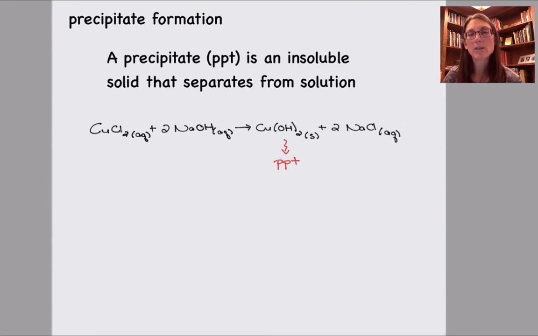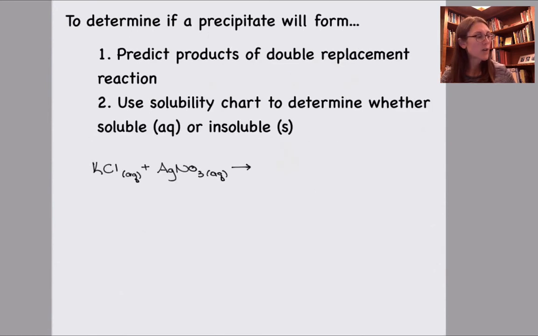If you look, this is a double replacement reaction, and the precipitate reactions we're going to be talking about in this class are going to be double replacement reactions. So to decide whether a precipitate is going to form, you're going to predict the products of the double replacement reaction, and then you're going to use your solubility chart to decide whether they're both going to be soluble and so no precipitate will be formed, or if one will form an insoluble solid and a precipitate. So let's finish this one off.